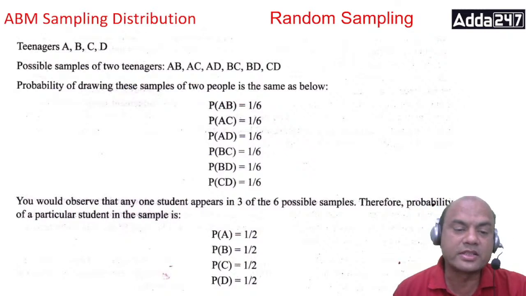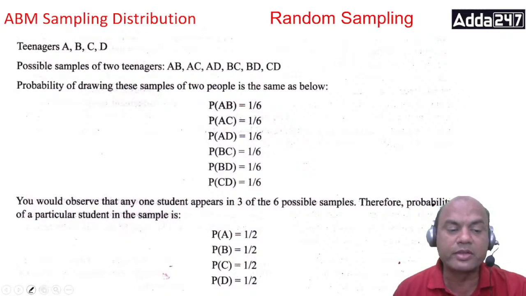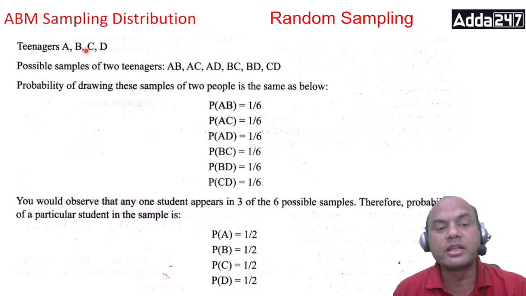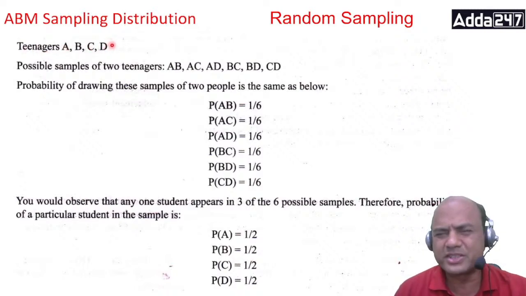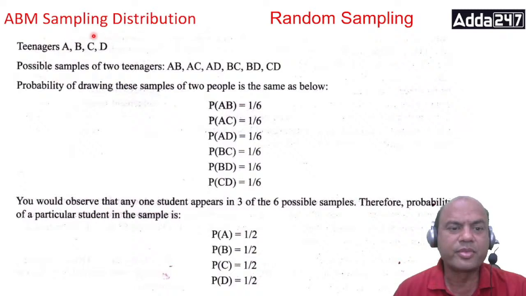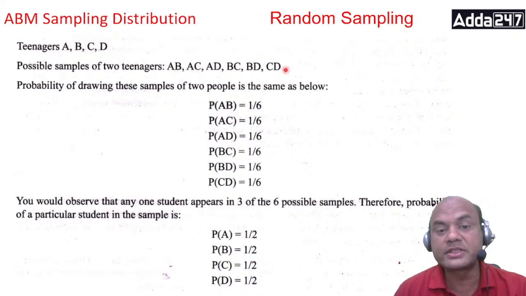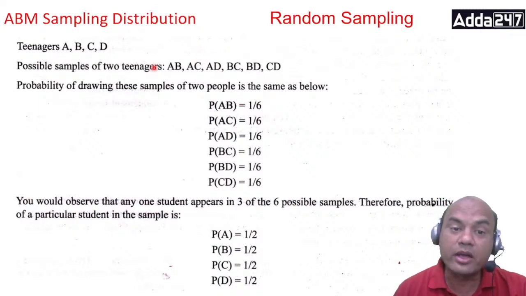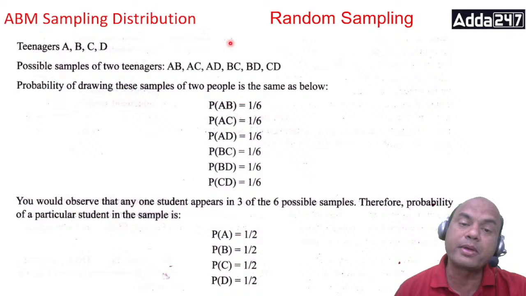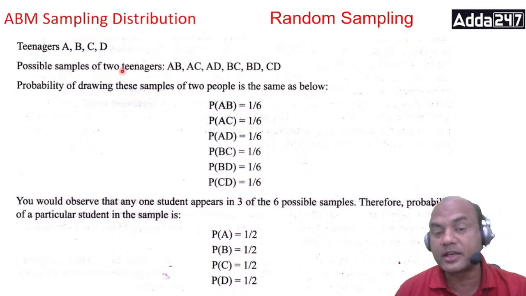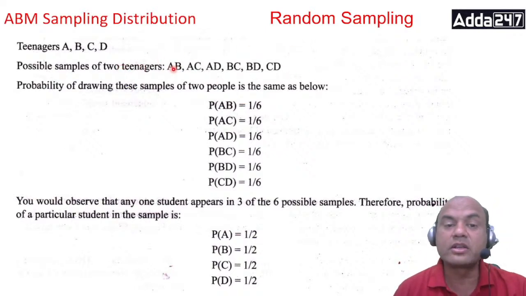Now let's look at simple random sampling. Suppose I give you this example. There are 4 teenagers, A, B, C, D. Now I have to select a group of 2. How will I select? A group of 2 can be selected in these ways: AB, AC, AD, BC, BD and CD. This is the only way I can select, right? You have a separate topic of probability. There we'll study this again. So these are the groups I have selected.